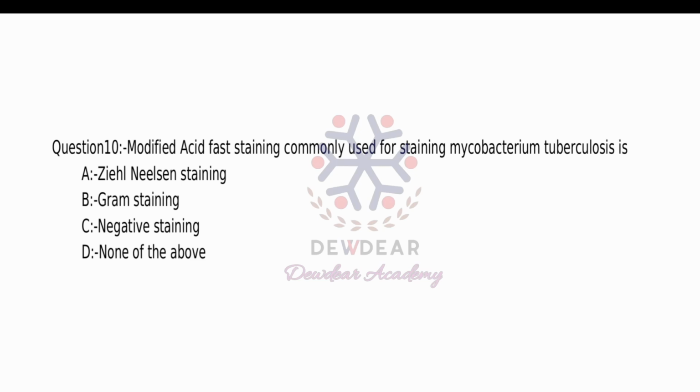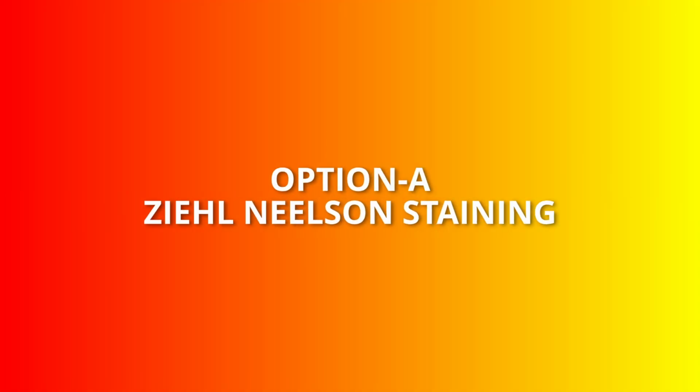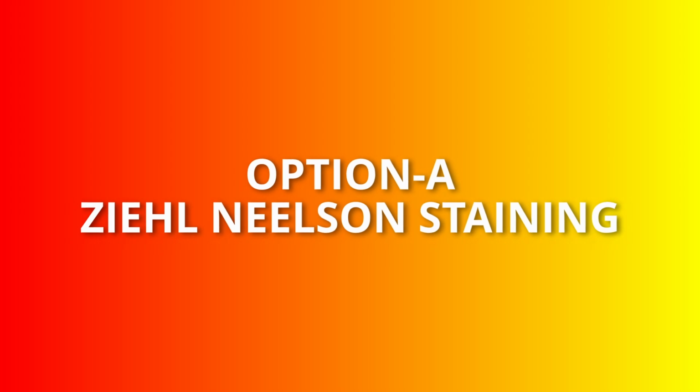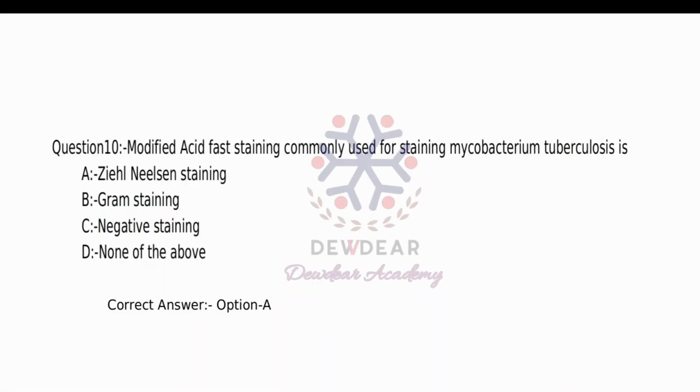The question is, modified acid fast staining which is commonly used for staining Mycobacterium tuberculosis. So here the correct answer is option A, that is Ziehl-Neelsen staining. And we are going to discuss each of the options and also the correct answer in detail. So the first option given here is Ziehl-Neelsen staining.